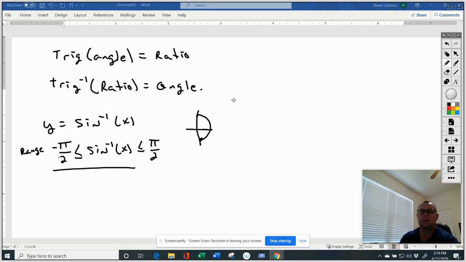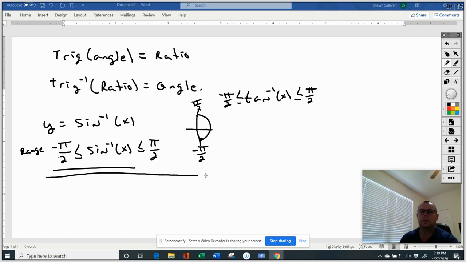I'm going to do tangent next, because tangent inverse and sine inverse have the same range restriction, and so they kind of go together. Remember, this would be pi over 2. This would be negative pi over 2. And so tan inverse of x goes from negative pi over 2 to pi over 2. Fairly straightforward. The one that's different is cosine.